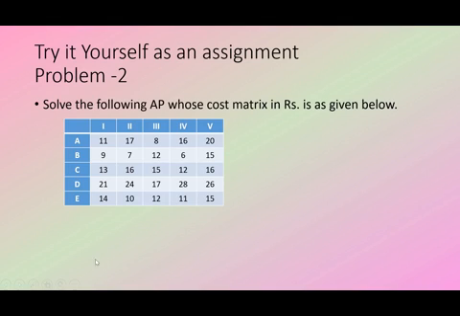Now, one small problem for assignment. So now have a look at this problem. This is also an AP which has been given with a cost matrix. So it is also a minimization case. How many rows do I have? 5 rows. How many columns do I have? 5 columns. So it is a balanced problem. So like the problem that I have solved just now, you are supposed to solve it. This will be your assignment.